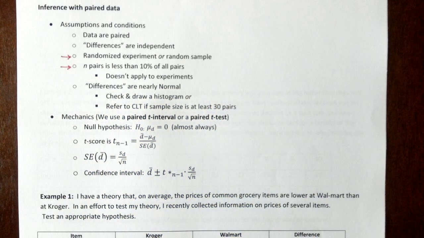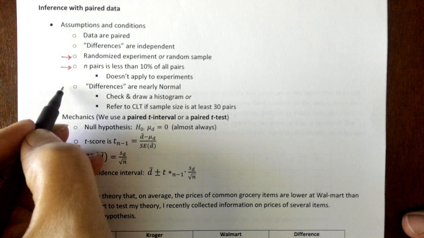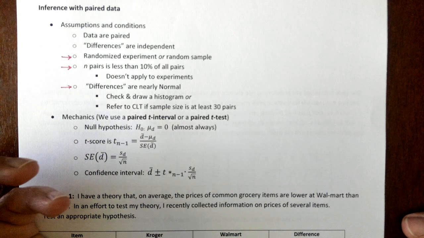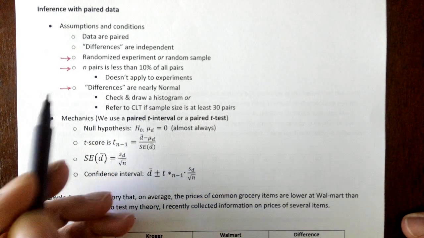How many pairs you have is less than 10% of all possible pairs. So there's your 10% condition. We note here that that doesn't apply to experiments. You don't actually have to meet a 10% condition with experiments. But experiments are not about sampling. You don't sample to get subjects. You get subjects that you can get, and then you randomize your treatments. And then you look at the differences in the pairs and see if those differences are nearly normal.